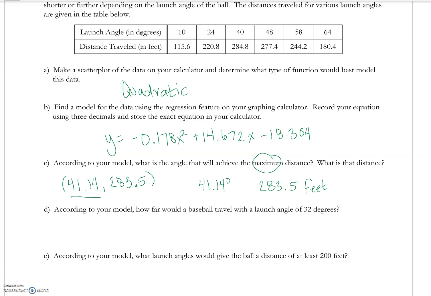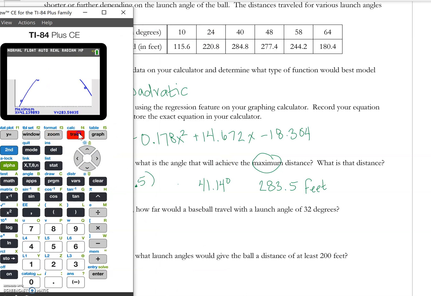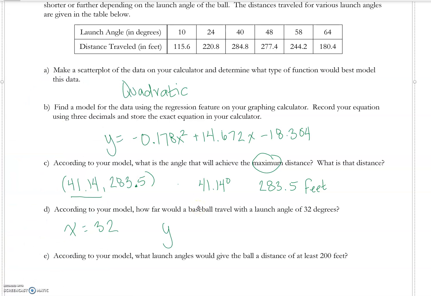Now part D says, according to your model, how far would the baseball travel with a launch angle of 32 degrees? This 32 is an X value. So using my graphing calculator, I'm now going to hit second trace, number 1 for value, and I'm going to type in 32. I know that when the launch angle is 32 now, that the distance is 268.604. Y equals 268.604 feet.